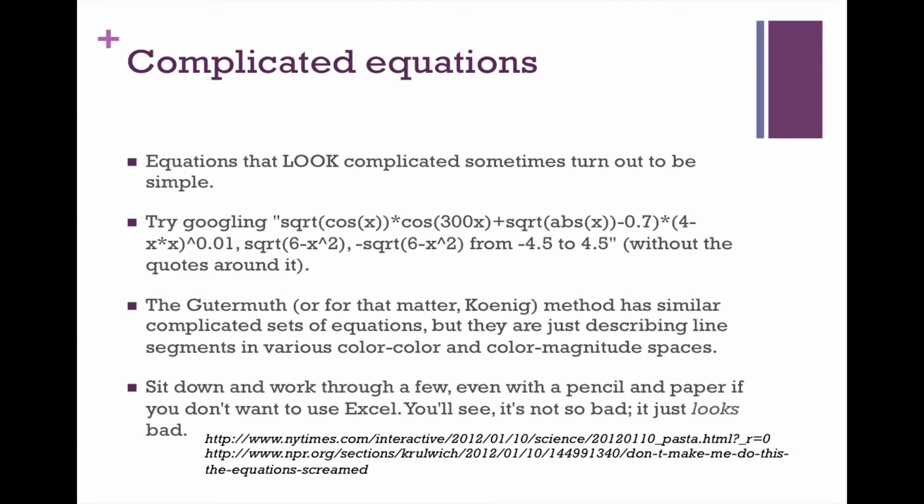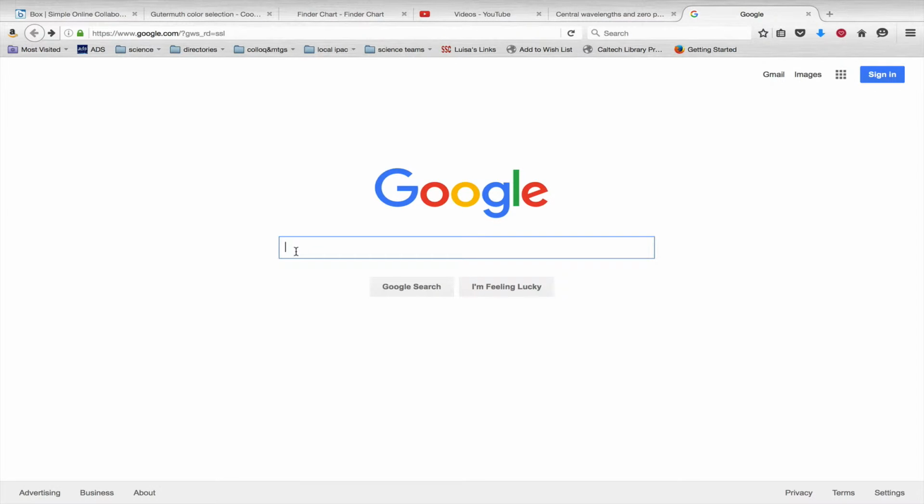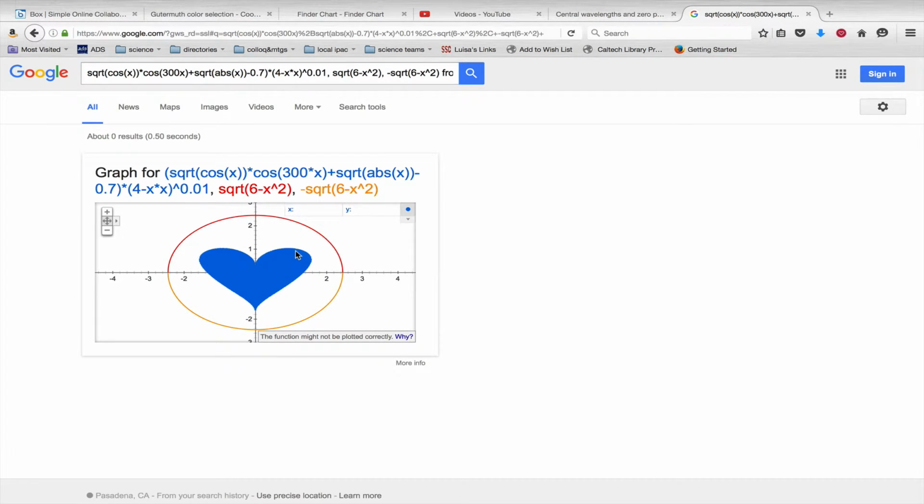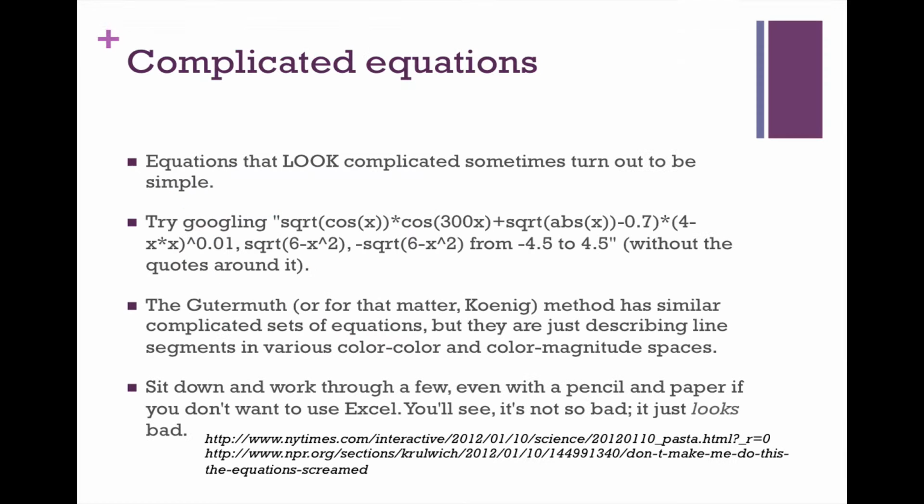Also, equations that look complicated sometimes turn out to be really simple. You can try Googling that expression without the quotes around it. So here's Google. I'm going to put in that equation and search, and it makes the plot for me. So the blue spells out this heart. The red is the top of the circle, and the orange is the bottom of the circle. So it looks super complicated, but when you actually plot it out, it's not so bad. So that's a good thing to remember.